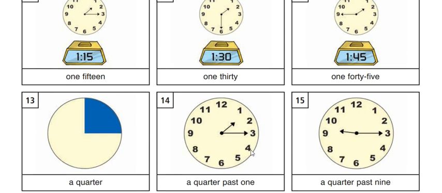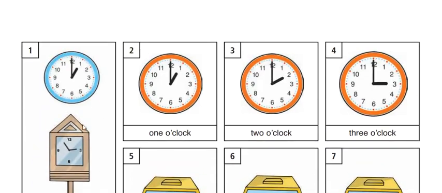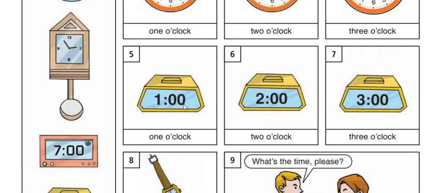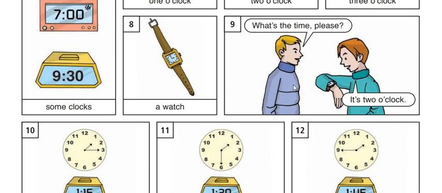Picture 14, a quarter past 1. Picture 15, a quarter past 9. Okay, let's revise this. Picture 1 shows some clocks. Picture 2 shows time 1 o'clock. Picture 3, 2 o'clock. Picture 4, 3 o'clock. Picture 5, 1 o'clock. Picture 6, 2 o'clock. Picture 7, 3 o'clock. Okay, picture 8, a watch.